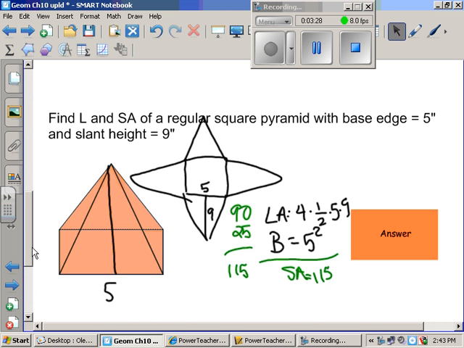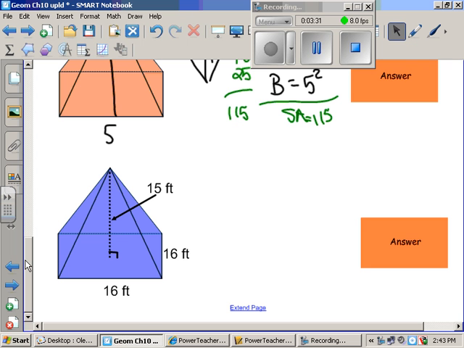Now the only trick comes when they don't give you the slant height. You've got to employ our good old friend, the Pythagorean theorem. Because remember, if they give you the height, we said the height is perpendicular to the base and it's equidistant to both sides. So the distance from here to there is the same as the distance from here to there. So they were both 8.